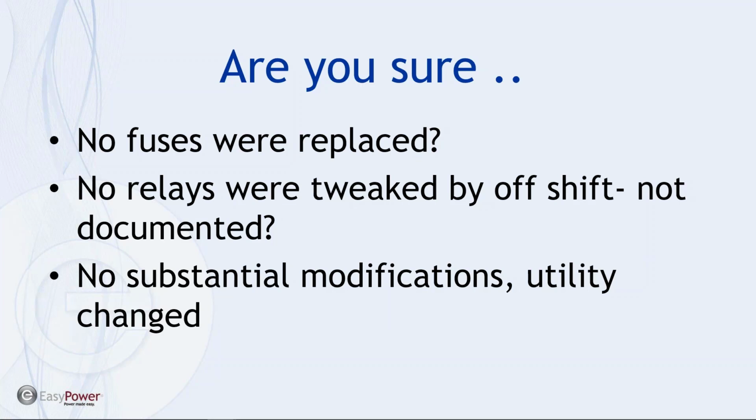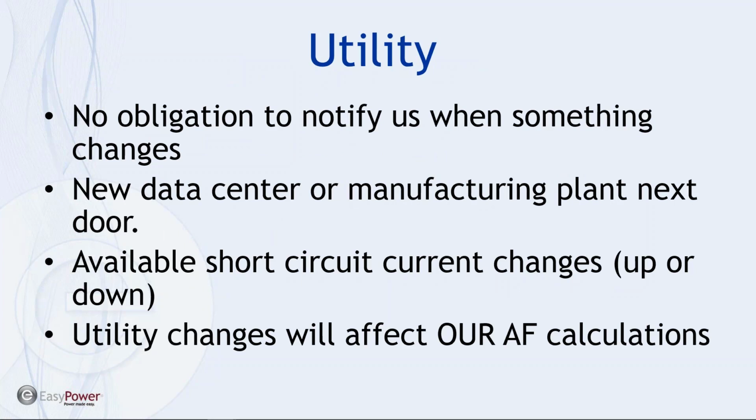But as soon as they do that, they've changed the arc flash results. Are we sure that there's been no changes in the utility data? Has there been any new buildings built in our area, in our region? Have there been no new transformers or substations put in around us? The utility is under no obligation to notify us when they change something.